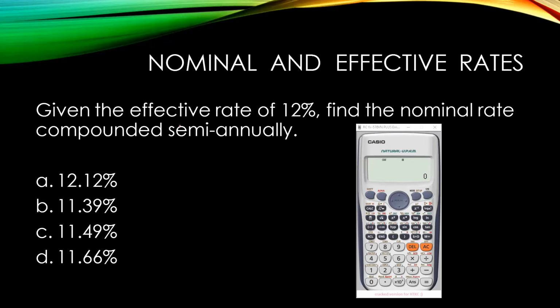Okay, for example, given the effective rate of 12%, find the nominal rate compounded semi-annually. So kanina, yung binigay sa atin is the nominal rate compounded quarterly, tapos pinapahanap yung effective rate. So dito is baliktad. Yung binigay sa atin is the effective rate. Tapos yung hinahanap natin is the nominal rate, which is dapat compounded semi-annually. So how to solve this one?